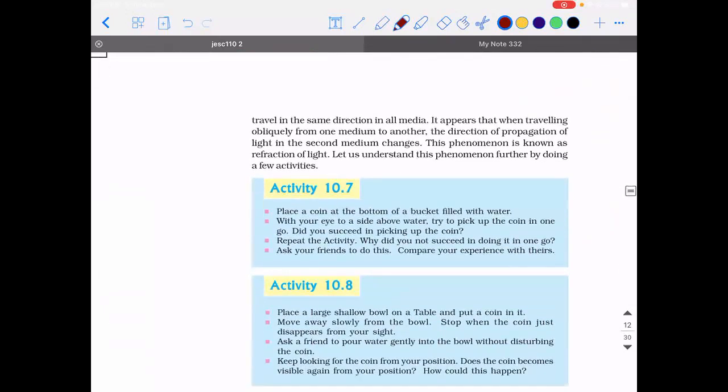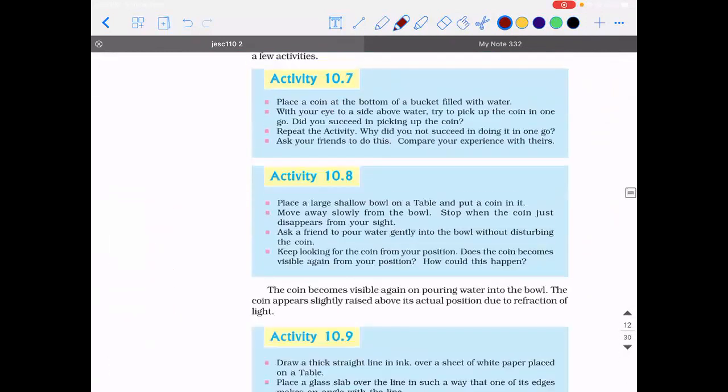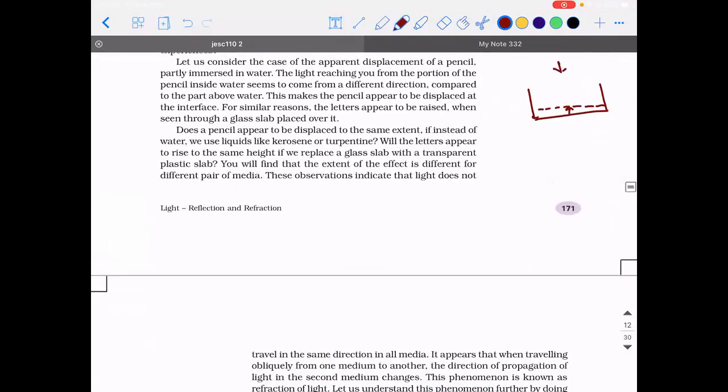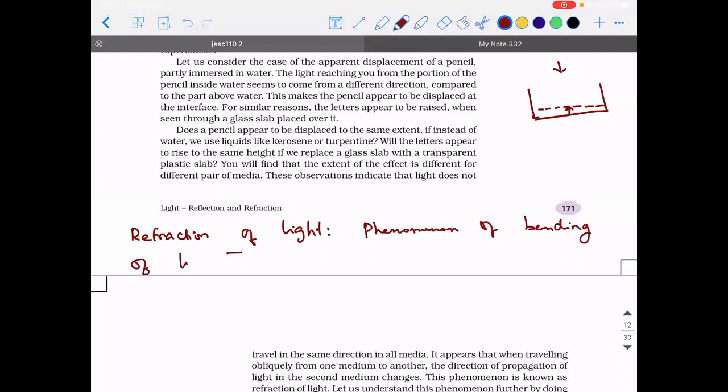So keeping all these activities in mind, if the question is asked about what refraction means, what are you going to tell me? So write down the definition for it, guys. It is a phenomenon, means something which you can see. Bending of light when it travels from one medium to another. So refraction means the phenomenon of bending of light when it travels from one medium to another.